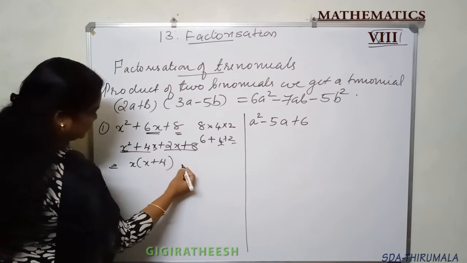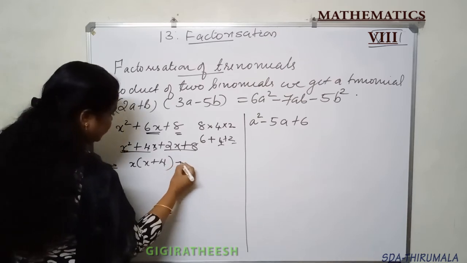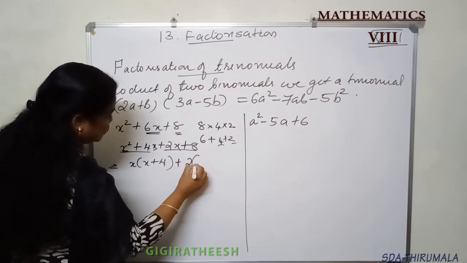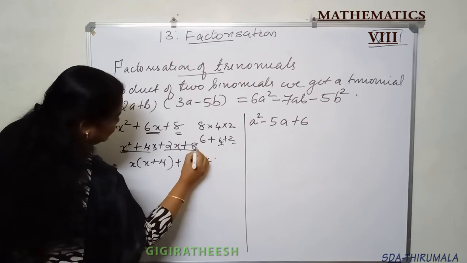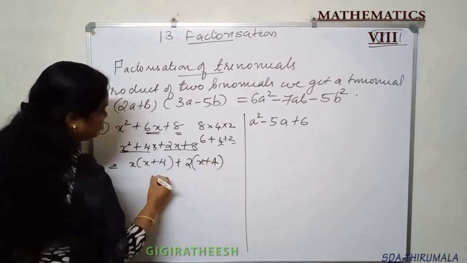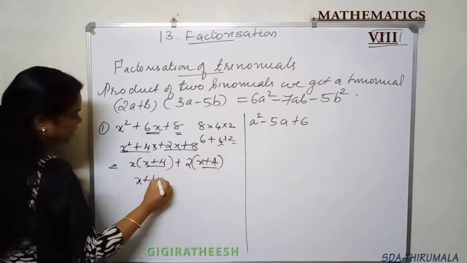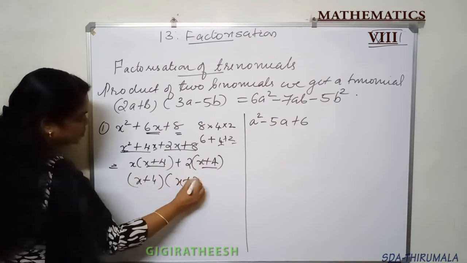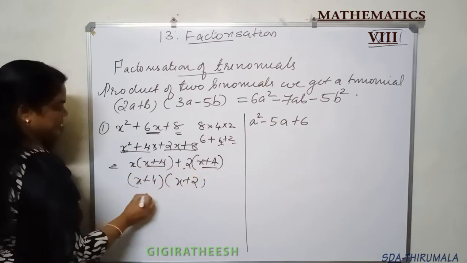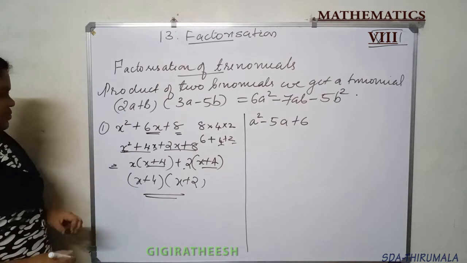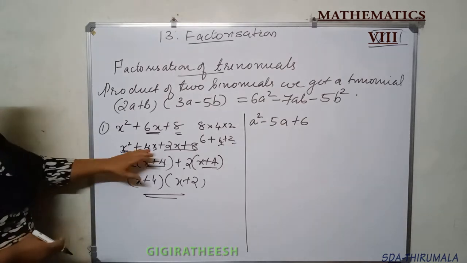And then here 2 is taken outside, and x plus 4 divided by 8 is equal to 4, x plus 4. And then x plus 4 is common again, and x plus 2 is the rest, that is x plus 2. These are the factors of this x square plus 6x plus 8. That is splitting the middle term.